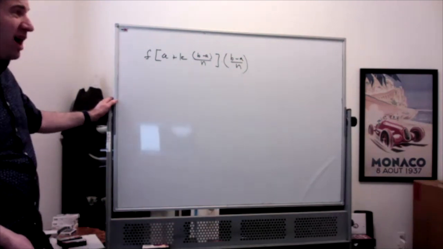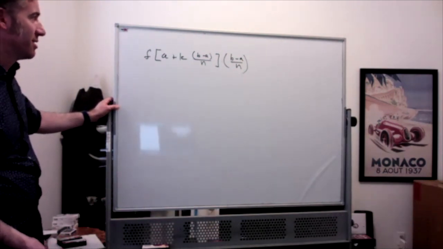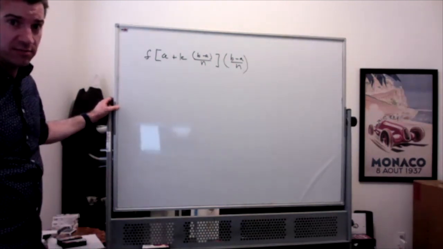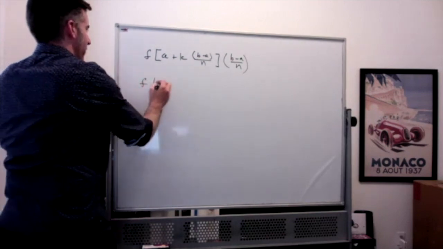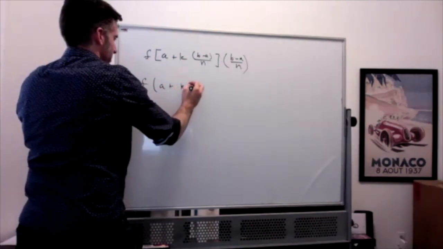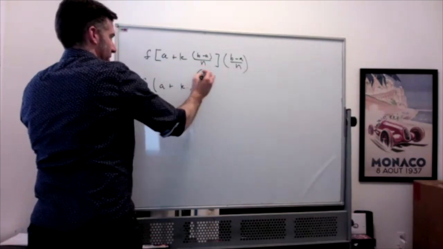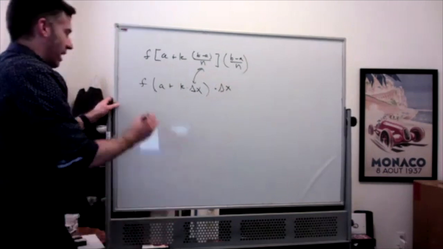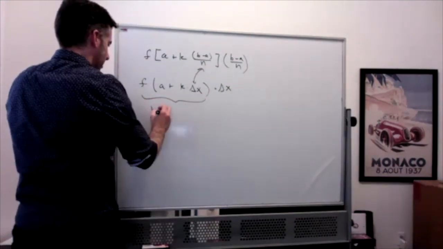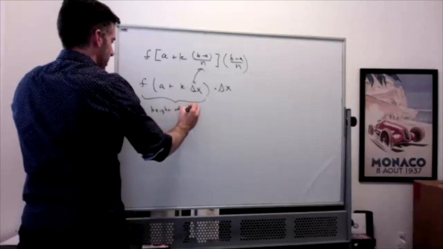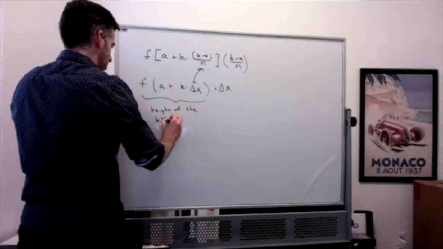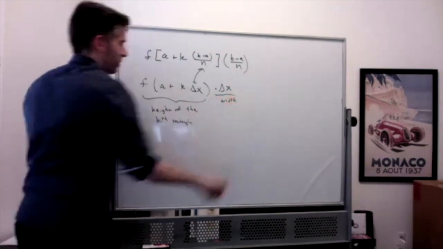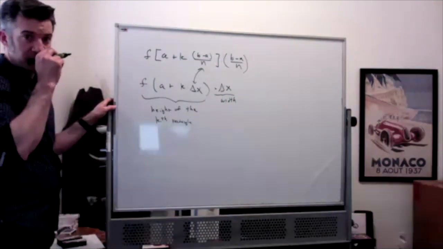And this is the formula for what? Like the definite integral, the definition. So let me tell you, this is exactly what we just did. This is f of a plus k delta x, times delta x. That is your height of the k-th rectangle, and this is the width.